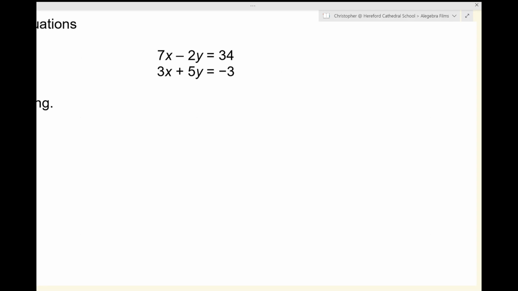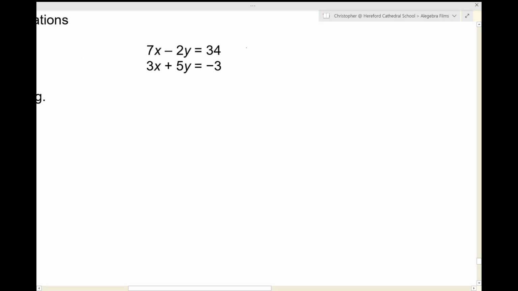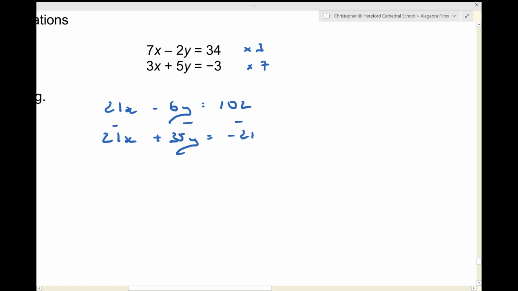Question 10, get the x's equal, then subtract. Right, so multiply this top equation by 3 and the bottom equation by 7 will give me 21 x's in both equations. So top equation by 3 and bottom equation by 7. Right, minus, minus, minus. Minus 6y minus 35y is minus 41y. Equals, that's a plus, isn't it? Minus a minus gives me 123. Divide both sides by 41, and y equals minus 3.